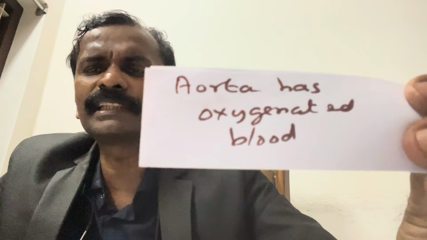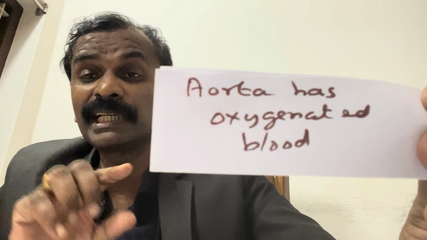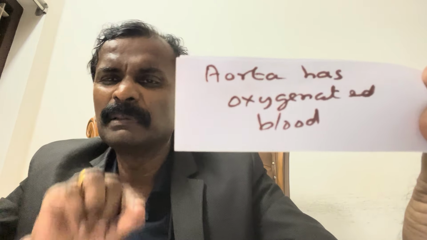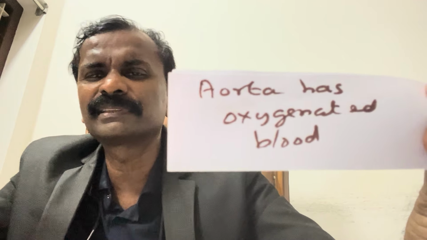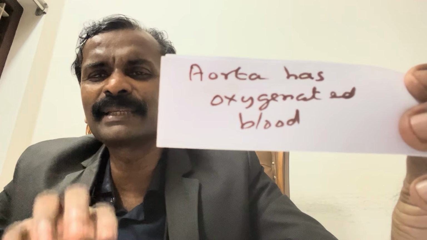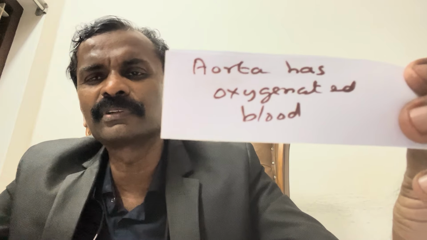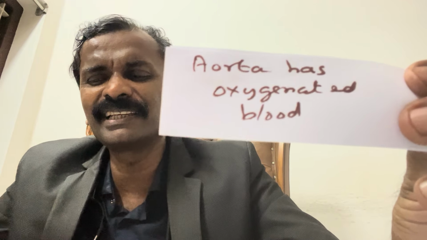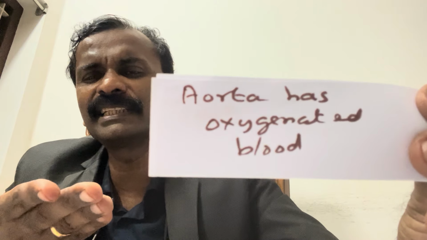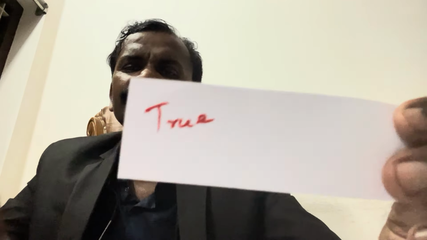Aorta has oxygenated blood. True or false? Don't forget to study that cardiac cycle, okay? That heart blood circulation. Memorize the diagram 3 or 4 times. Don't do revision. Memorize the diagram today. For 4 days do recall. Only if you don't know, open the textbook. So tell me, aorta is oxygenated or not? Aortic blood is oxygenated. True or false? True.